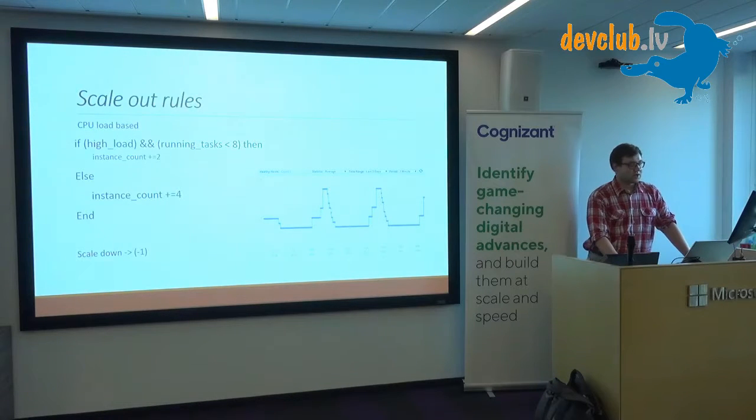And we modified those rules for scaling out. First we are provisioning 2 instance counts, then 4, incremental, and then dropping down to adjust for those peaks.